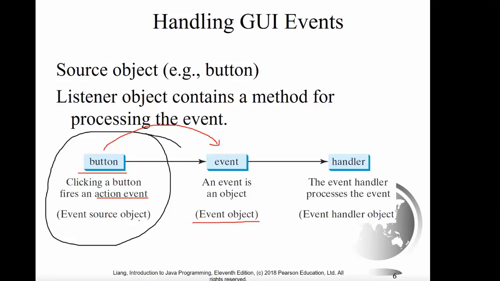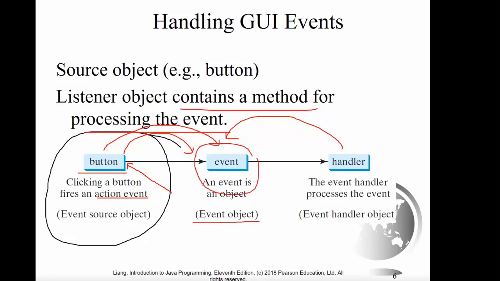Who receives this event object? The listener, or the handler. The listener object contains a method for processing the event. So, when you click the button, it fires an event. The handler or the listener is listening to the button. Whatever the button does, it's waiting. If the button fires an action event, the handler will process it. We can call the handler a listener because it's listening to the event and handling the event object.